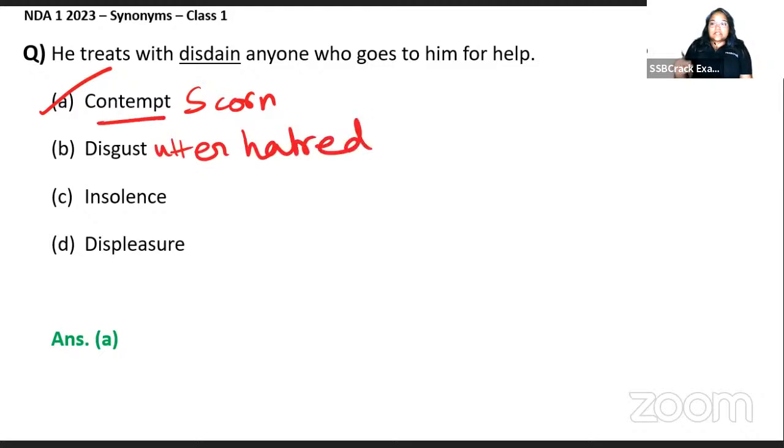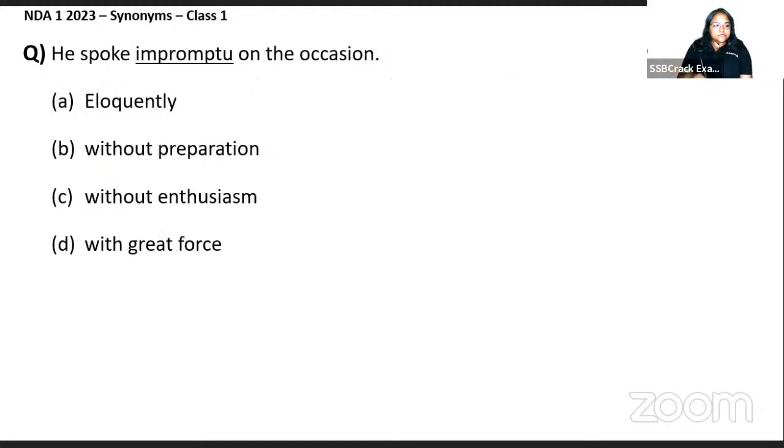But contempt is when you are looking down upon someone. You're demeaning that person, always insulting that person, looking at that person as an inferior being. So that is called contempt or disdain or scorn. So option A is the correct answer. Okay, sure, next one. Everyone knows this, impromptu.